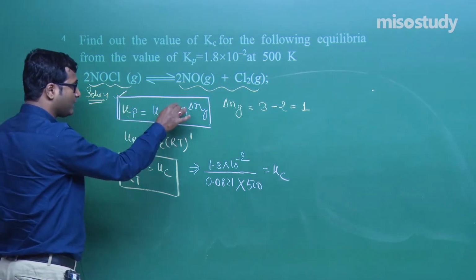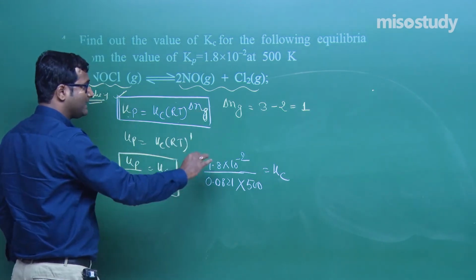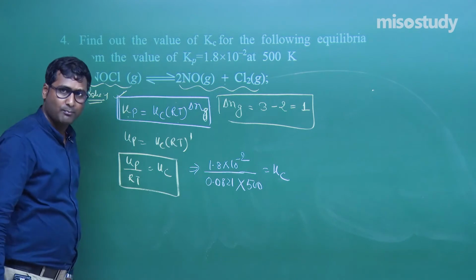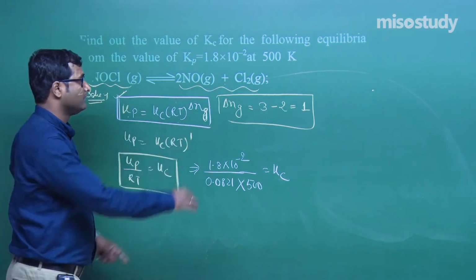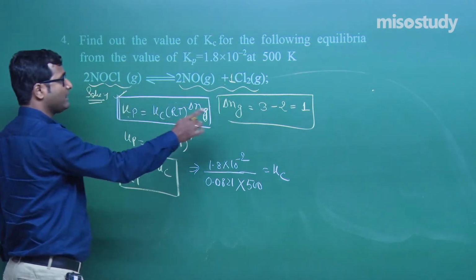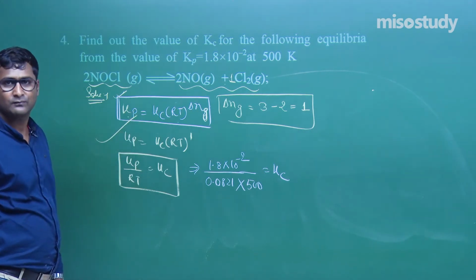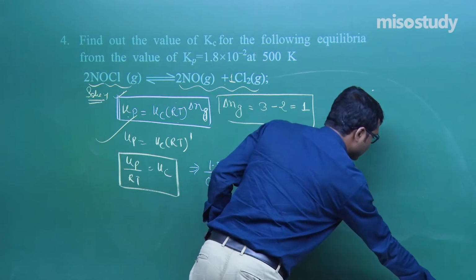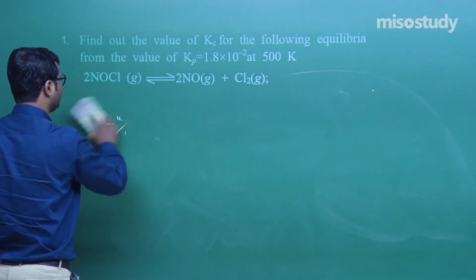Kp is equal to Kc RT to the power delta Ng, and delta Ng is, again I am repeating, the number of moles of product minus the number of moles of reactant. 2 plus 1, 3, minus 2, that is 1. Put this value and you will get the answer. I am going to rub this part, and we will discuss the next question. Now, what is the next question?